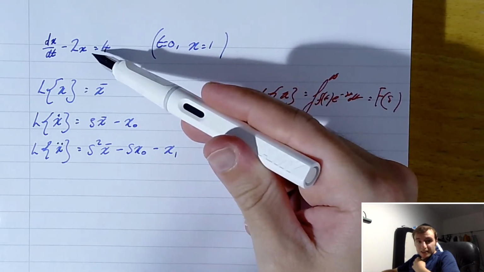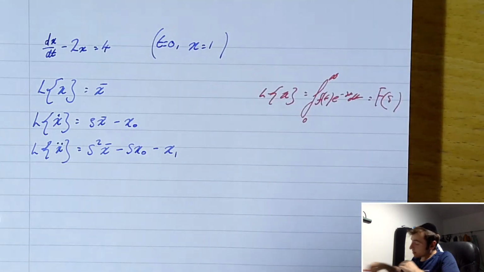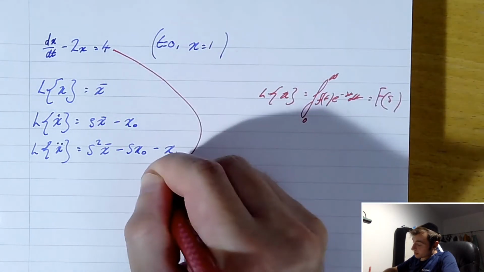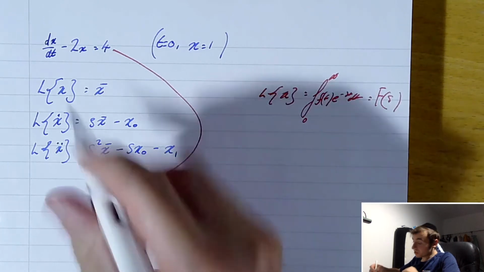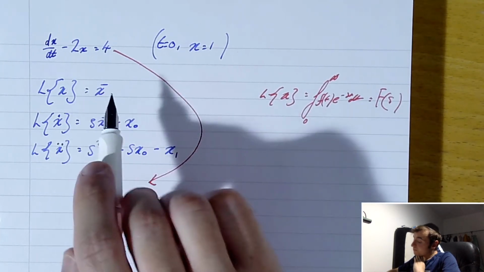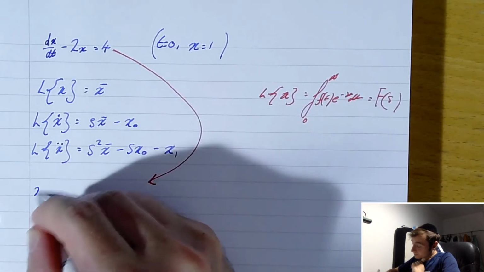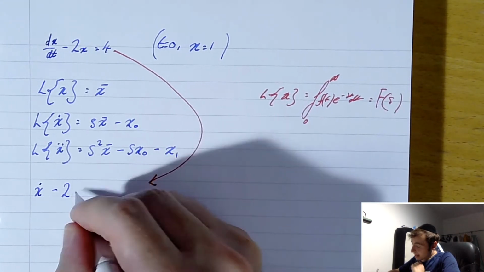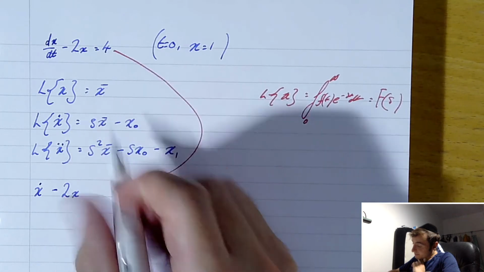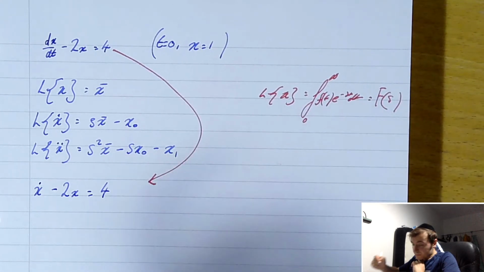So the first thing to do here is we're just going to write down what this looks like in terms of our normal substitutions. So dx by dt is going to be x dot. So we'll just write x dot minus 2x, well, x is x, equals 4.